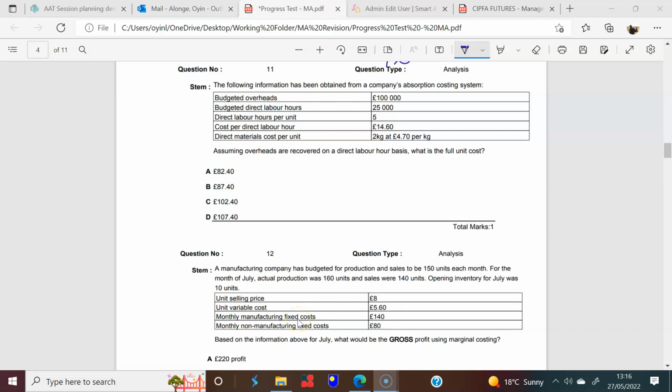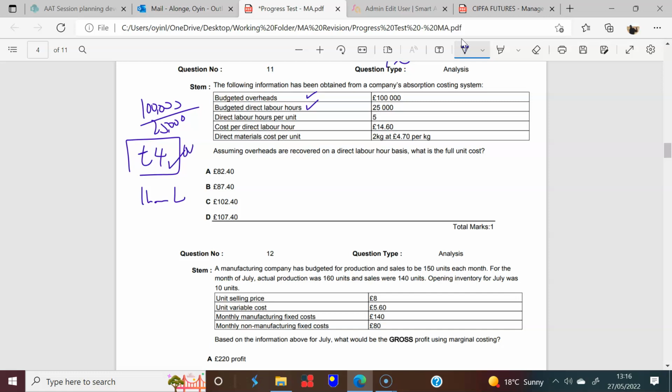Okay, question 11. What they're telling us here is that we're absorbing the budgeted overheads via direct labor. So I will assume 100,000 divided by 25,000. I'm assuming that £100,000 worth of overhead cost is being driven by 25,000 hours of labor, which means £4 of overhead being driven by 1 hour of labor, right?